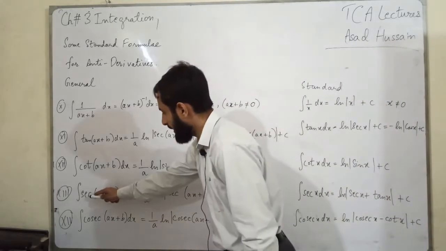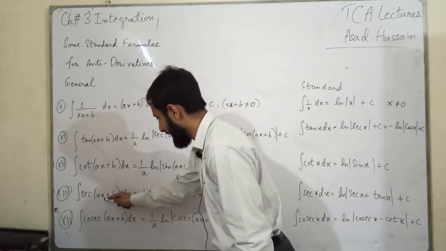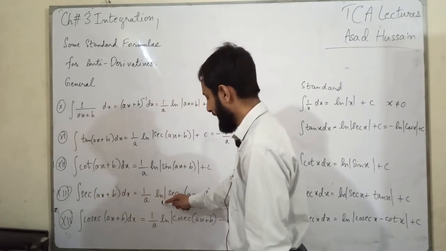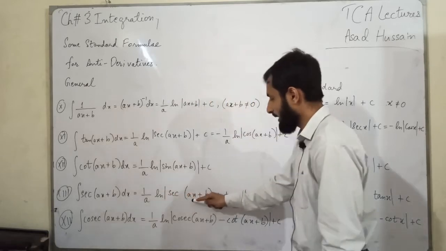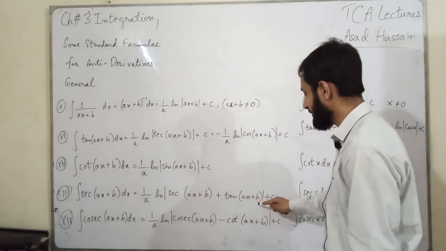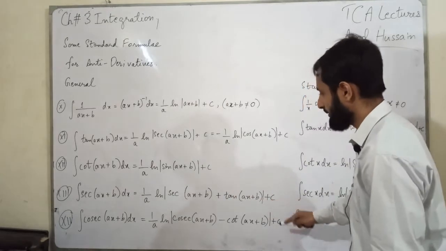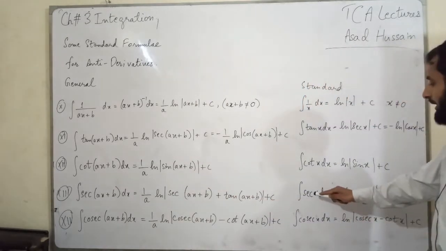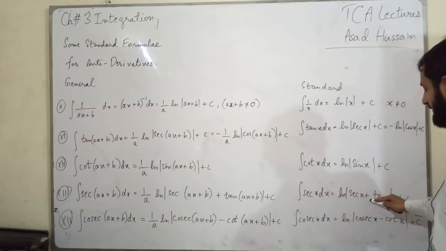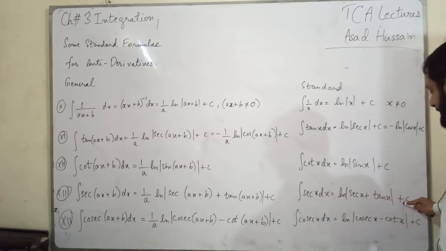Formula 13. Integral of secant(ax plus b) dx is equal to 1 over a ln of secant(ax plus b) plus tan(ax plus b), plus c. In standard form, integral of secant x dx is equal to ln of secant x plus tan x, plus c.